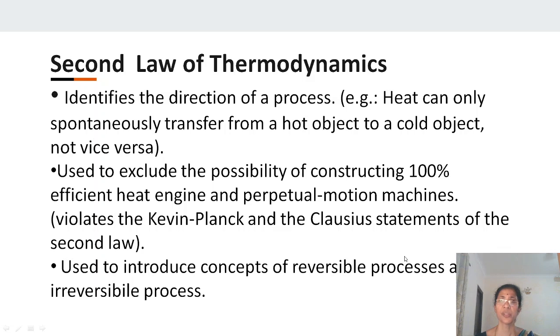A reversible process is one in which both the system and its environment can return to exactly the states they were in by following the reverse path. But an irreversible process is one in which the system and its environment cannot return together to exactly the states that they were in.